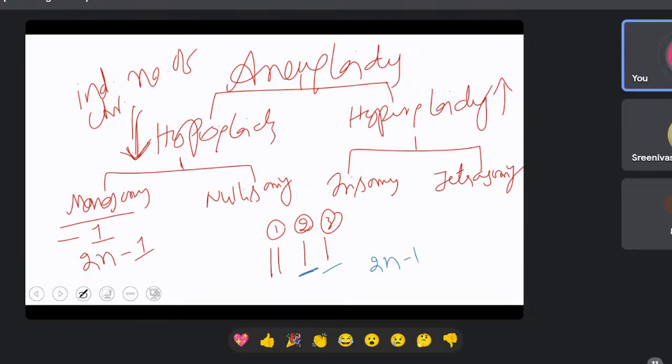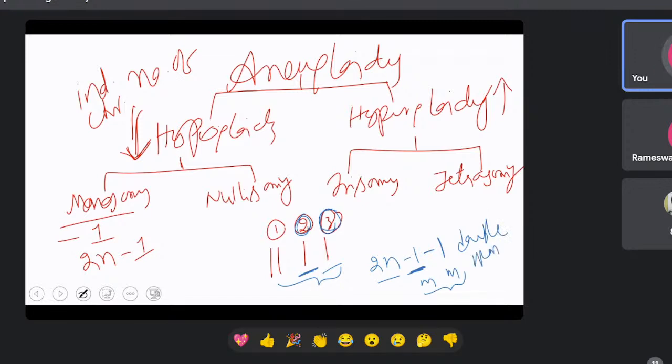We show the formula like this, 2n minus 1 minus 1. That means 2n diploid 6 chromosomes minus 1 is meaning that one chromosome is lost from one pair. Thus it is monosomy of second chromosome. Another minus 1 shows one chromosome is lost from another pair. That means it is monosomy of third chromosome. So there are 2 monosomies and this is called as double monosomy.